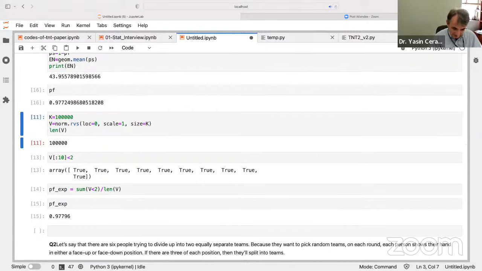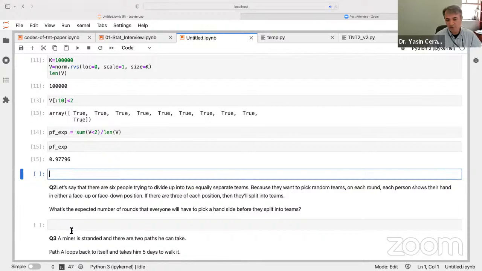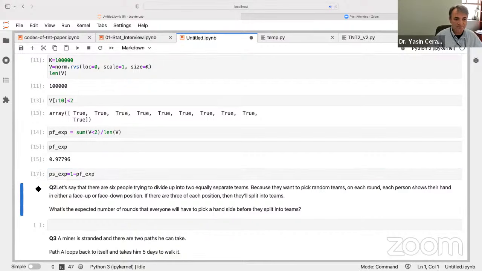I forgot to check Q&A. If you have any questions, please post. Okay, so this is our probability of failure. And then, of course, probability of success. Let's also define that. Probability of success in the experiment is 1 minus probability of failure. Okay, we got this.